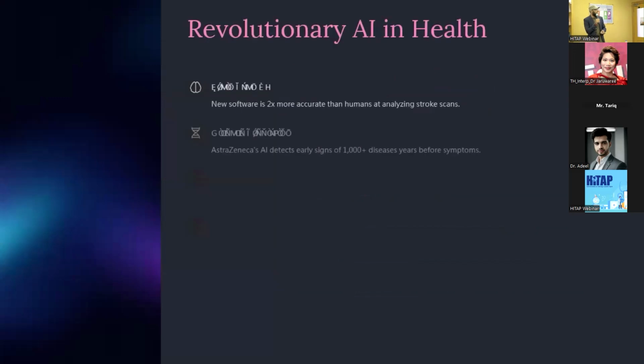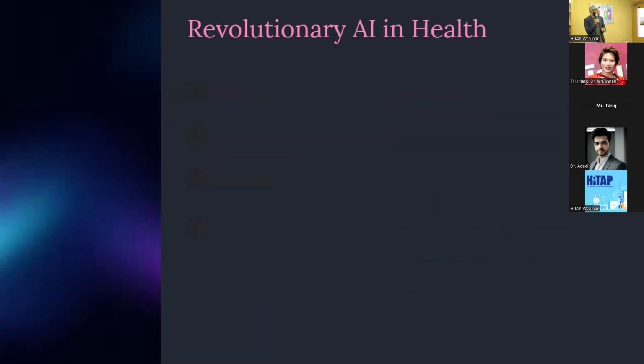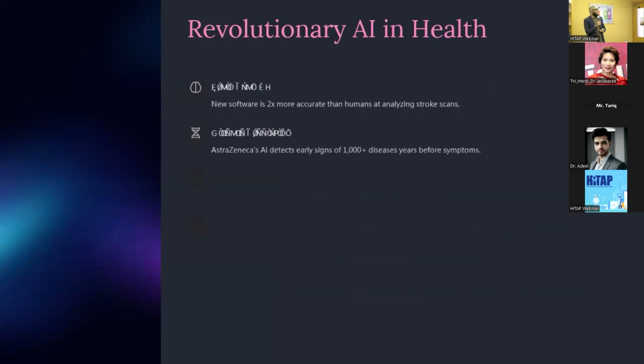Some more examples in the health sector. I think I know. So the first one is, nowadays AI is so powerful that it can do brain scans, I think, and detect strokes two times faster than humans. So it's very fascinating. You can save lives if you know in advance whether a stroke is occurring or not.